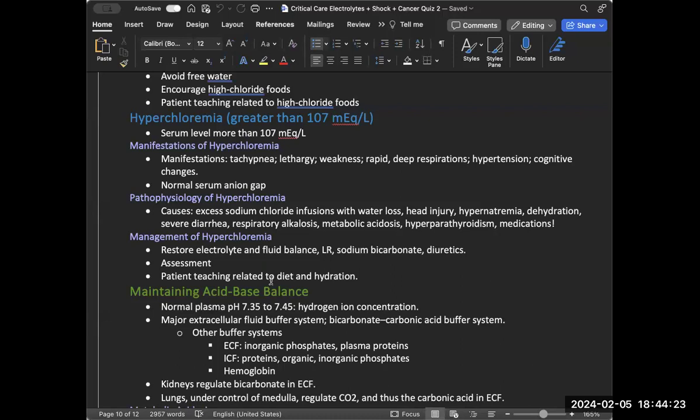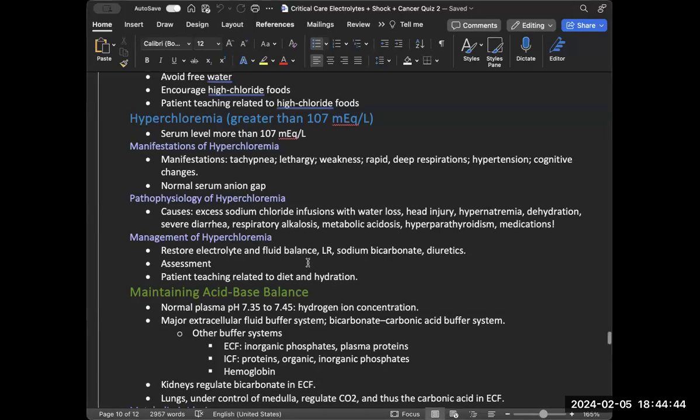Hypernatremia can be a cause of hyperchloremia. So you see how things just sort of relate. Dehydration, things like that. So our goal here is obviously to reduce the chloride levels, restore any sort of electrolyte imbalance, because we know there's going to be a sodium imbalance, and teaching them about diet and things like that.